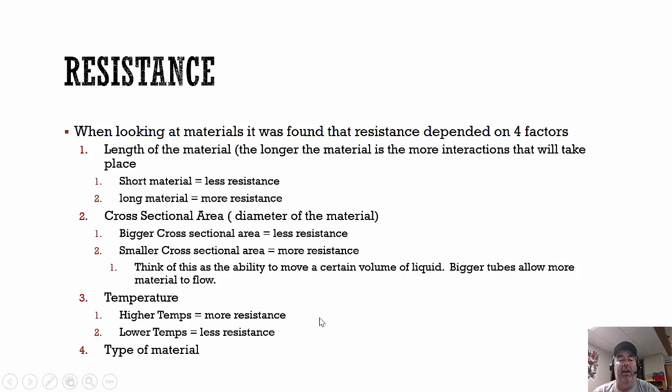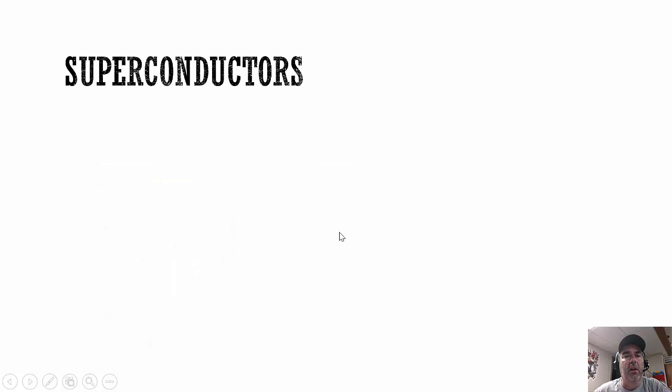And the fourth one simply is the type of material. Okay, we know that metals are going to be good conductors, but different metals have different resistances. Okay, we use copper. It's cheap, but it's not the best conductor. Okay, it'll have more resistance than, say, gold or silver, but gold and silver are going to be too expensive to use. So different types of materials also have different resistances.